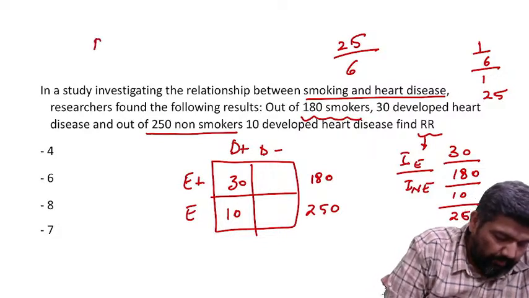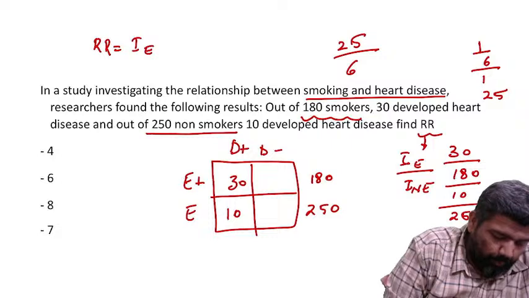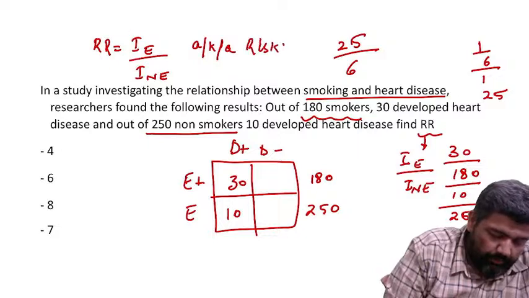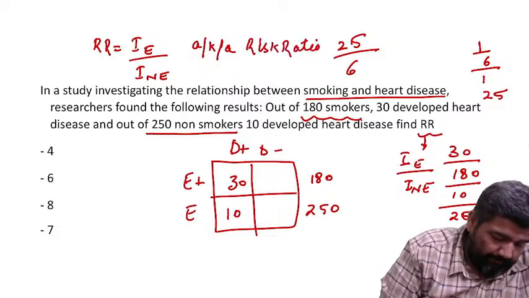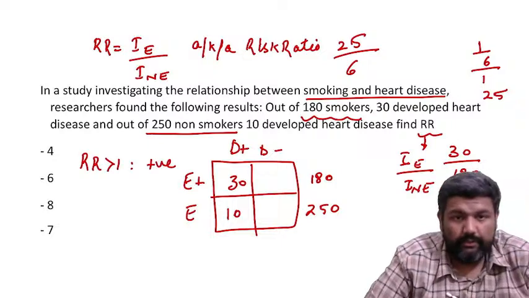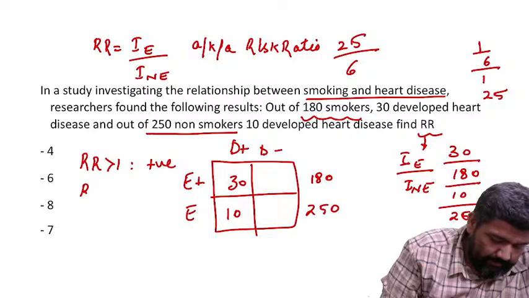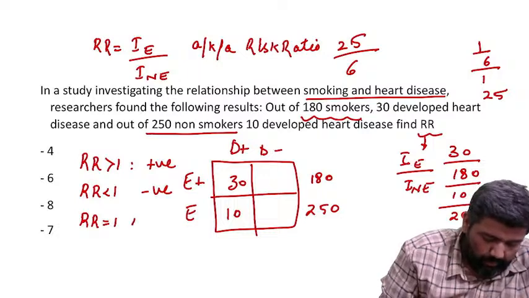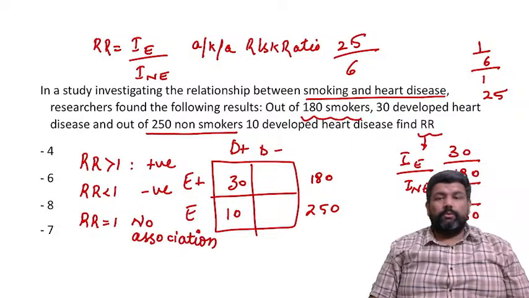What is the formula for relative risk? Incidence exposed divided by incidence non-exposed. This is also known as risk ratio. If relative risk is more than 1, positive association. If relative risk is less than 1, negative association. If relative risk is equal to 1, no association.